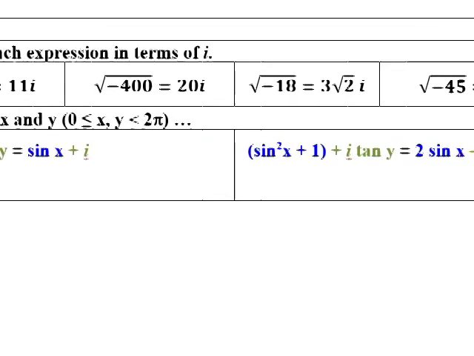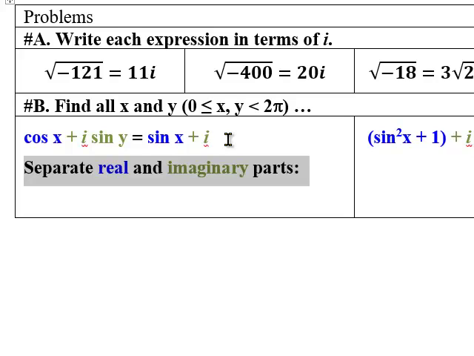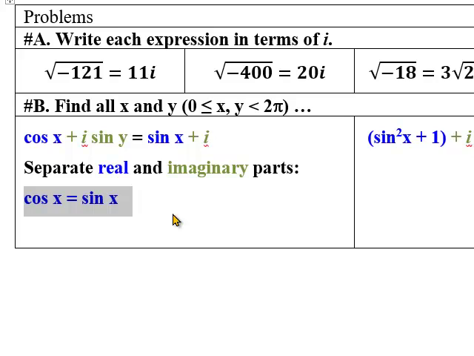All right, the next problem then. Find all x and y for these equations so that each of these equations is true. So cosine x plus i times sine y equals sine x plus i. All right. Separate real and imaginary parts. So, excuse me, we're going to get cosine x equals sine x. There it is.